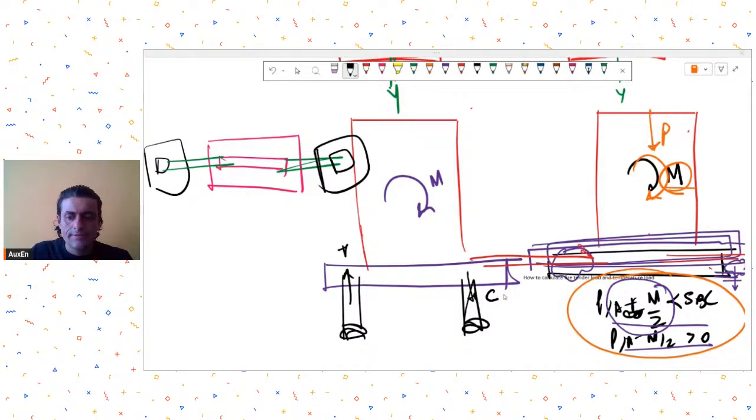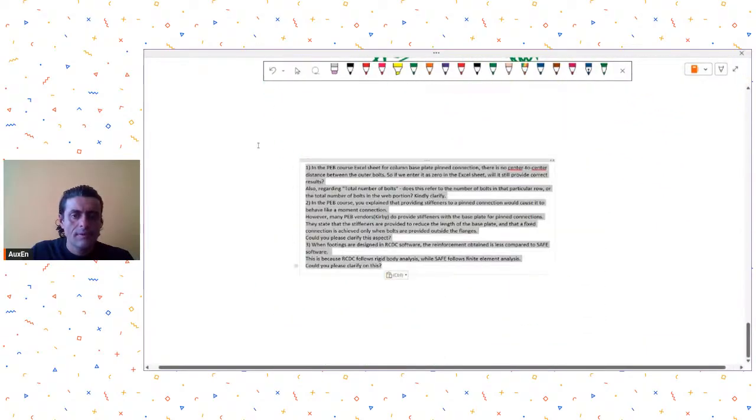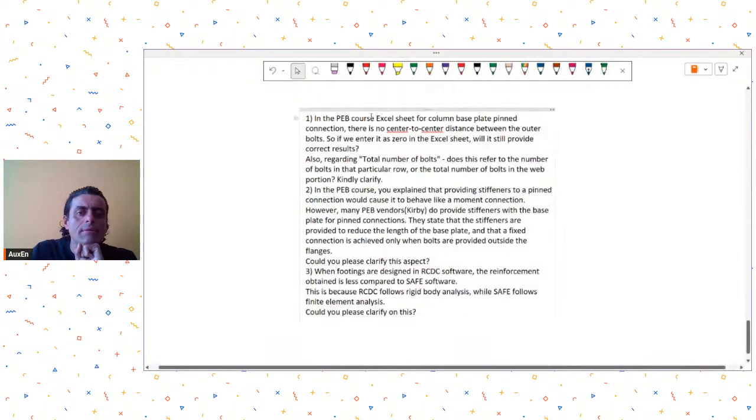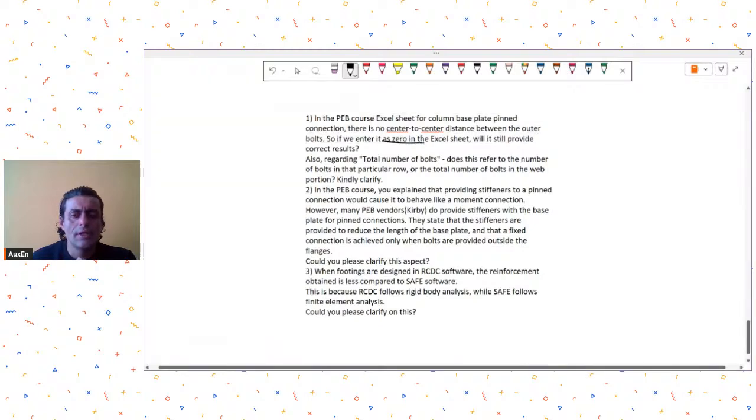Okay, moving on. Next question is from engineer Raghu. He is a working professional from Bengaluru, and he is saying in the PEB course Excel sheet for column base plate pin connection, there is no center to center distance between outer bolts. So if we enter it as 0 in the Excel sheet, will it still provide correct results?